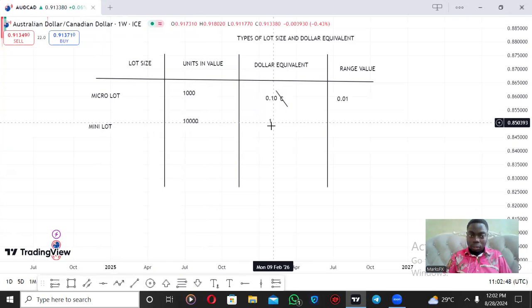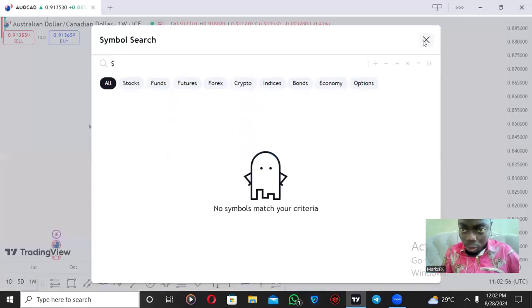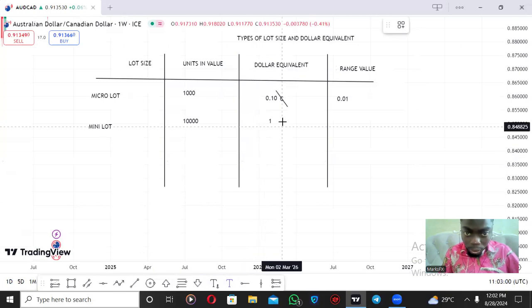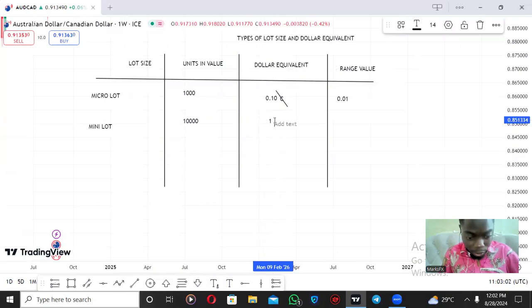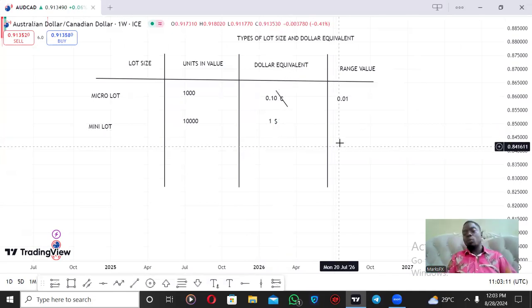Okay, it's $1. It is how they write it. So for every mini lot you place, you'll be getting $1.